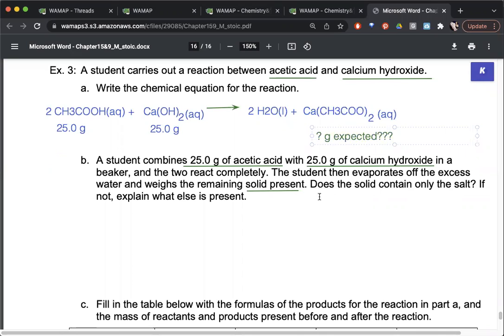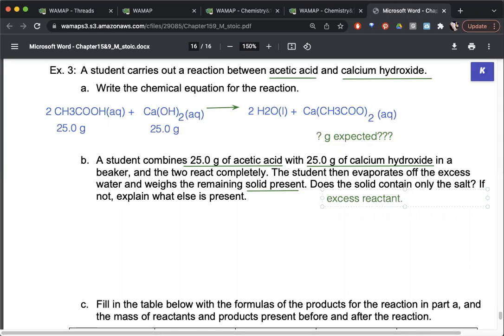Well, if there's only salt, then these would be in perfectly equivalent, molar equivalent amounts. Because the masses are the same, it's very unlikely that that's the molar equivalent, which means that there's likely to be some excess reactant.